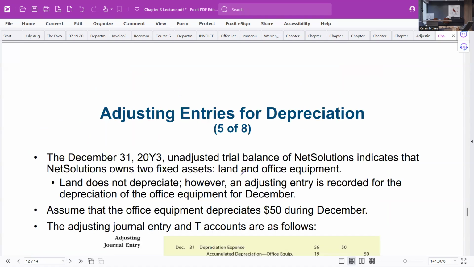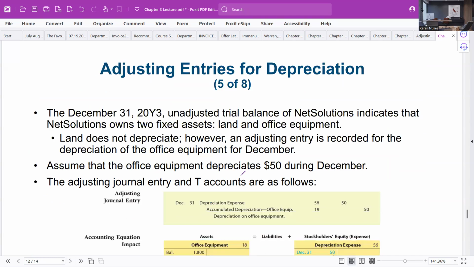And the third kind of an adjusting entry. So let me just summarize. We've talked about two kinds of adjusting entries: the accruals, accrued revenue and accrued expense; the deferrals, deferred revenue and deferred expense. And then the third kind of an adjusting entry is for depreciation. We've got to record the depreciation.